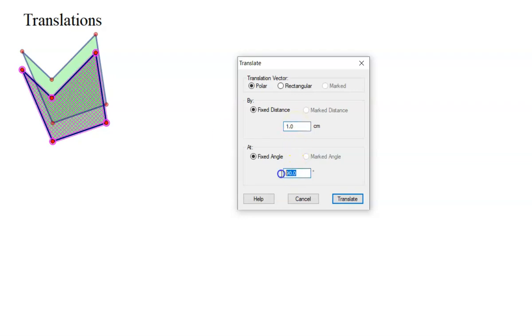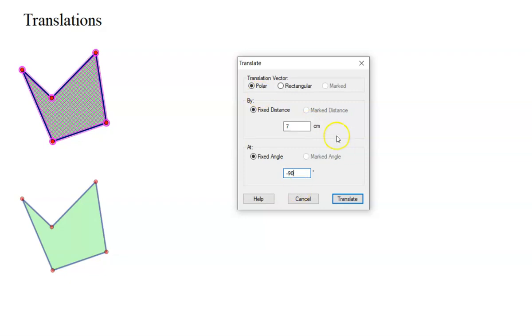So I could say negative 70 degrees, or I could say 100 degrees, and it's going to go in different directions with that. 180 degrees, or 0 degrees. And let's say I want to move it 7 centimeters. Well, then it's moving that way. Let's make it 70 degrees. Well, it's up there. You can almost not see it. How about negative 90 degrees? Goes down. So that's one way to tell you how far and what direction.